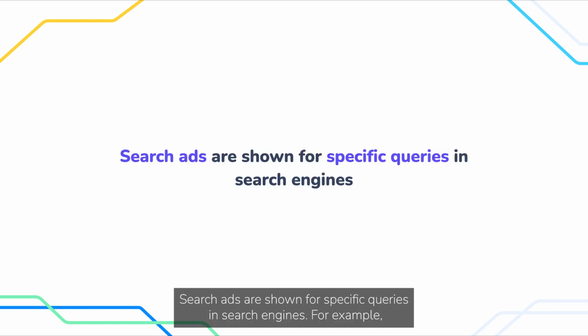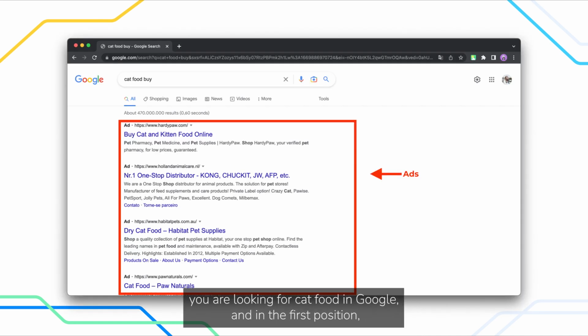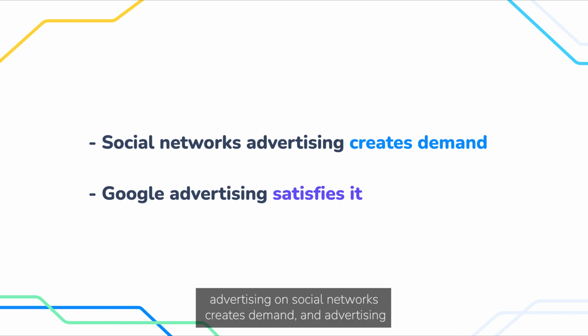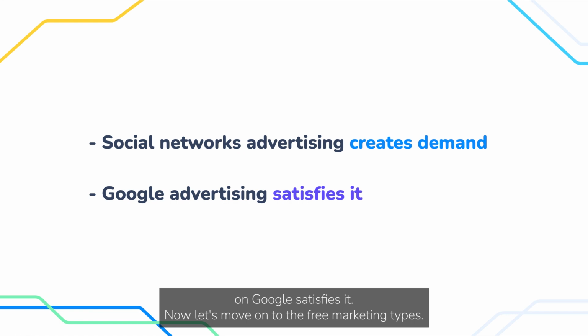Search ads are shown for specific queries in search engines. For example, you are looking for cat food in Google, and in the first position you see ads for pet stores where you can buy this food. That's it: advertising on social networks creates demand, and advertising on Google satisfies it.